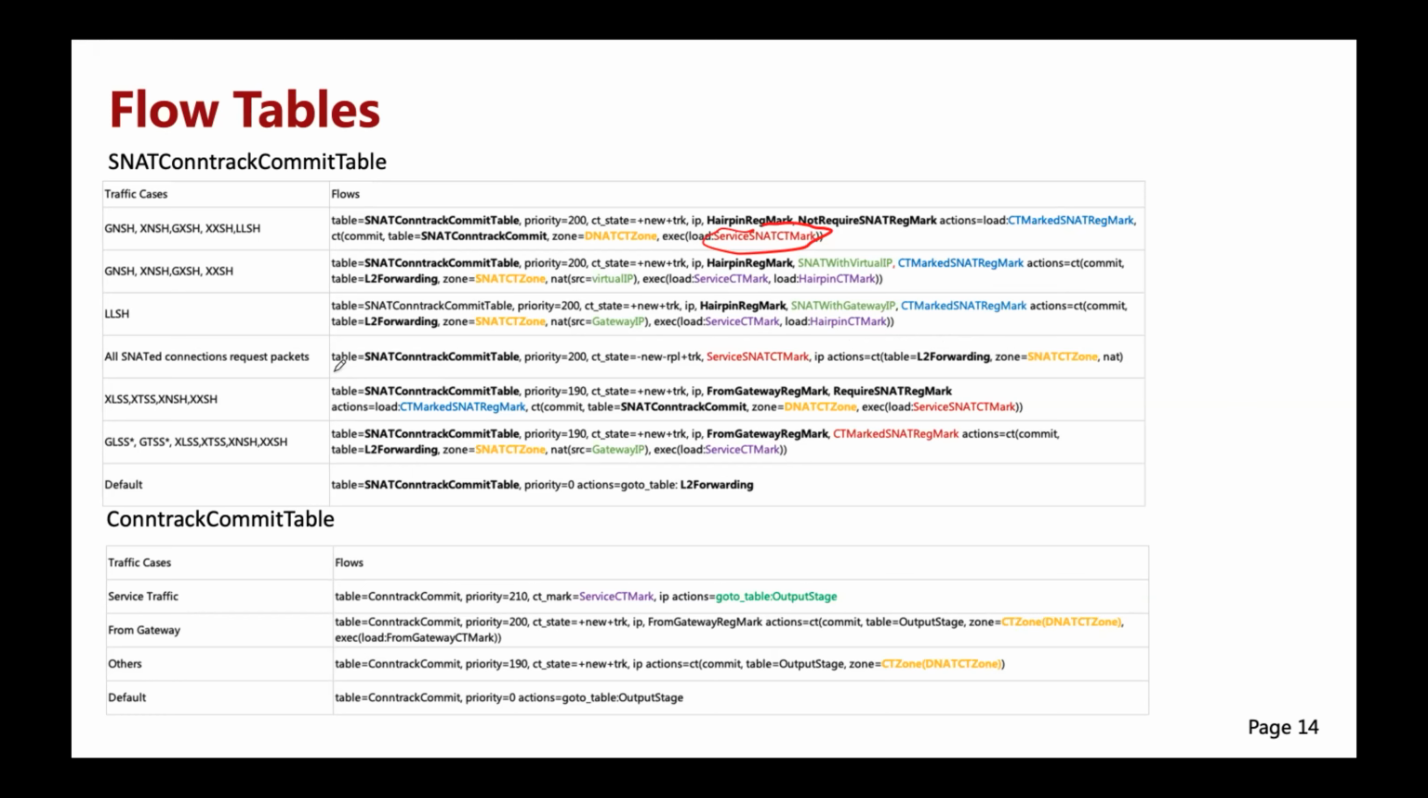This one is also an important one because these three flows are just matching the first packet, not subsequent packets, of isolated connections. This flow is used to masquerade. Oh, sorry.